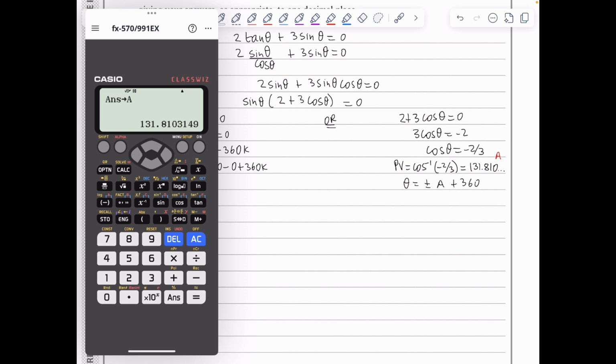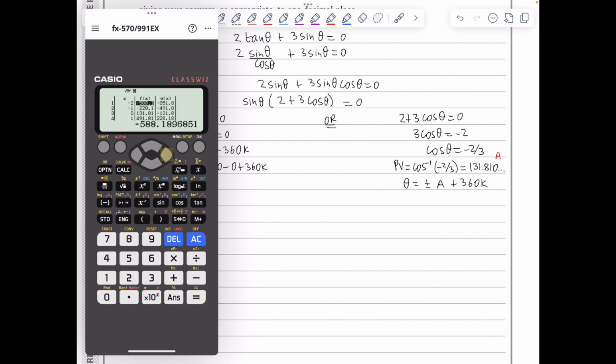plus 360k. So if I press menu on my calculator and then 9, I will say that f of x is A plus 360x, whereas g of x is going to be minus A plus 360x. And I will start at negative 2, say go up to 2. The important thing is the step to be 1, and this will substitute different values for k. So each k will generate a different value for theta, and I will only be choosing those values that are in between the range of 0 to 360.